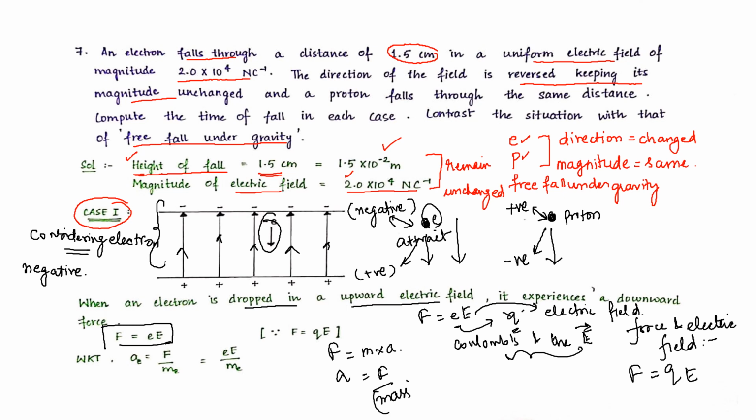Mass of what? We are considering the case of the electron, hence the mass of the electron. Now from this equation we know the value of force. Force is eE, and that is divided by the mass of the electron. Hence we get the acceleration as a = eE/m_e.